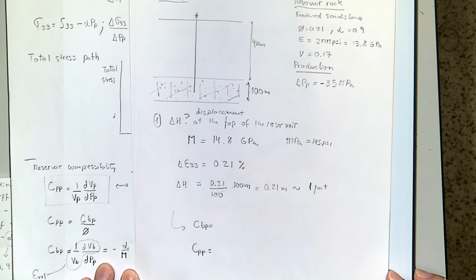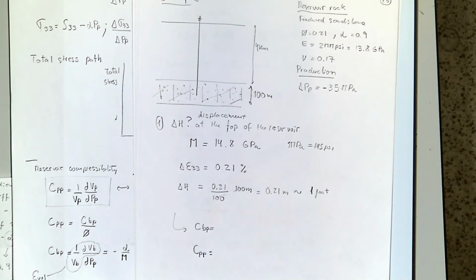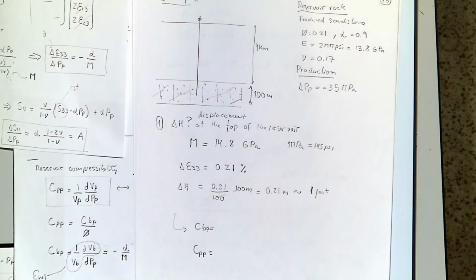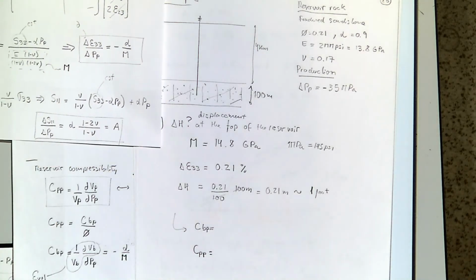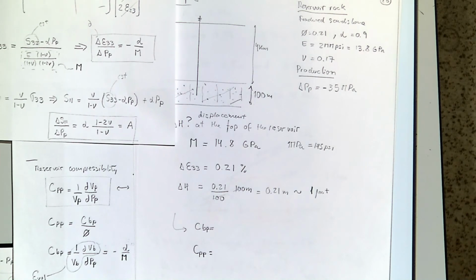Let me put the equations over here. You already have some of those parameters in there. You need the equation of M. Here it is.